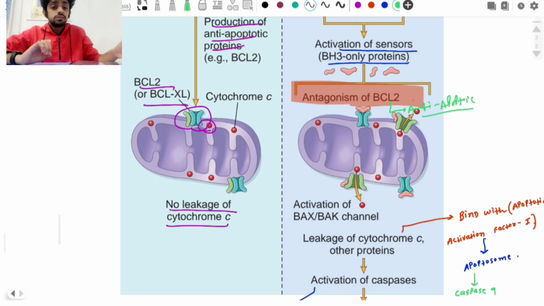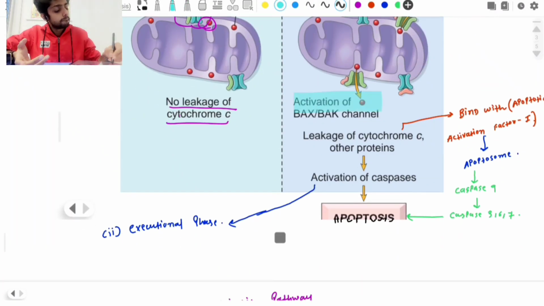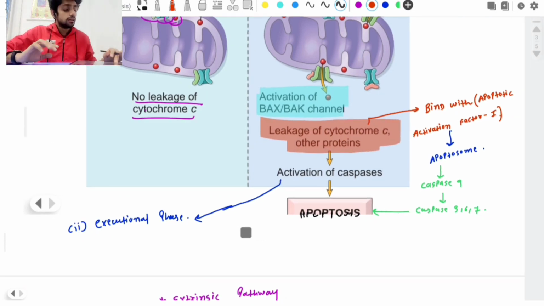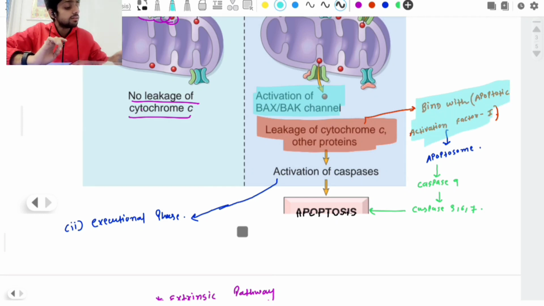So of course, if BCL2 is anti-apoptotic and it is antagonized, that can lead to apoptosis of the cells. Apoptotic genes become active. That leads to the activation of BAX channels, and that leads to the leakage of cytochrome C and other proteins. When cytochrome C comes out from the mitochondria, it goes and binds with a very special protein present in the cell, apoptotic protease activating factor. So cytochrome C plus apoptotic activating factor makes what? The apoptosome.